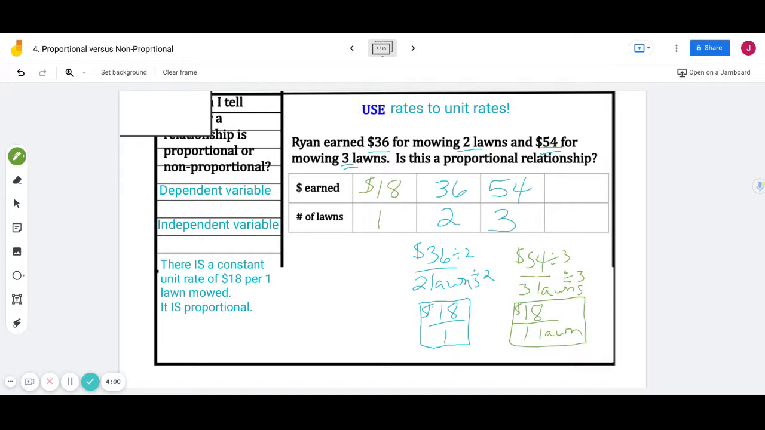And we could go one further. How much would he get for 4 lawns? Well, if he's getting $18 per lawn, you do 18 times 4. And what is 18 times 4? Hopefully you said 72. Okay, so this is proportional. That's the key there. This one is proportional because we have that constant unit rate. Pause here if you need to.